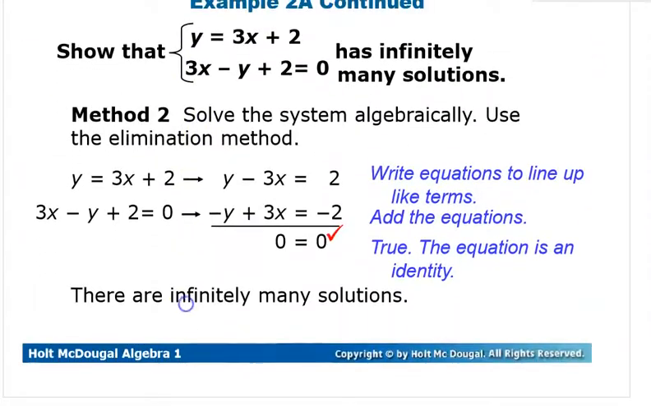Okay, and this is the other method. So before, when we solved it, we got something that wasn't true. When I solve this, I get 0 equals 0, which is true. So if you get an answer that's true, that means that it's infinitely many solutions. These are the same line. All the things I could possibly plug in for x or y will get me a true statement.